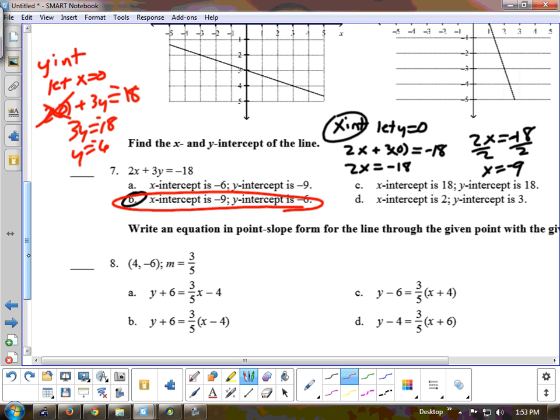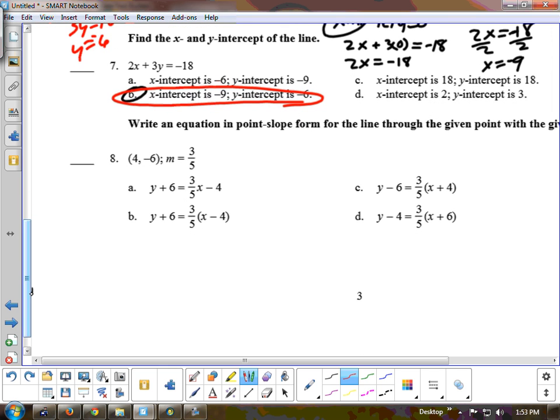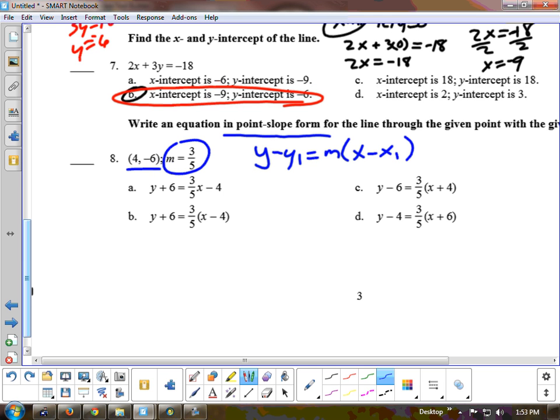Okay, number 8 is like what we've done for the last couple weeks. We need to use the point slope form, and you have to remember that point slope is y minus y1 equals m(x minus x1). You need a point and a slope. Well, we have a point and a slope, and we need to create the equation.